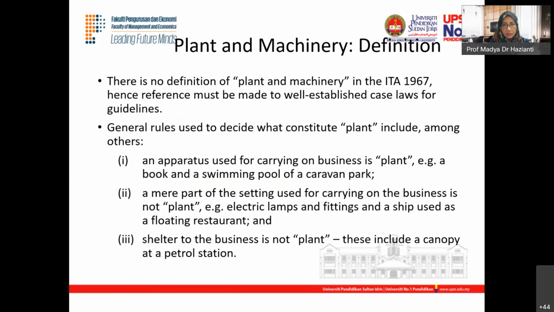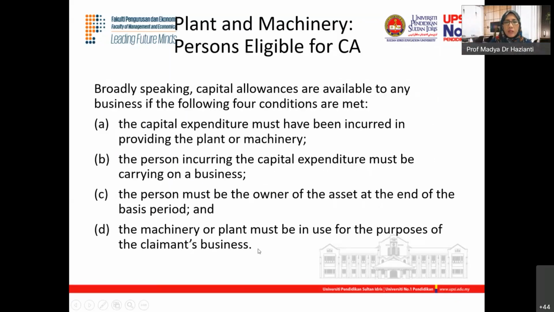Alright, so first of all, kita nak just go through sikit on plant and machinery. Okay, there is no definition, okay, tak apalah. Apparatus used for carrying on business is plant. Swimming pool of a caravan park, mere part of the setting used for carrying on the business is not plant. Contoh electric lamps. Biasanya tempat lah plant and machinery ni. Not shelter to business, not plant.